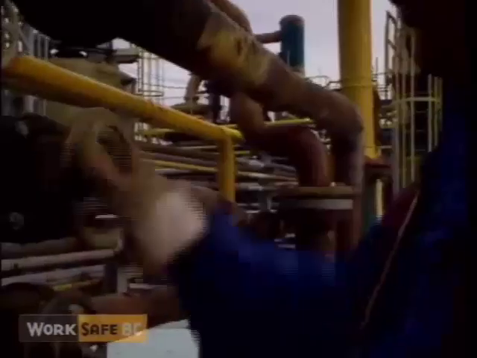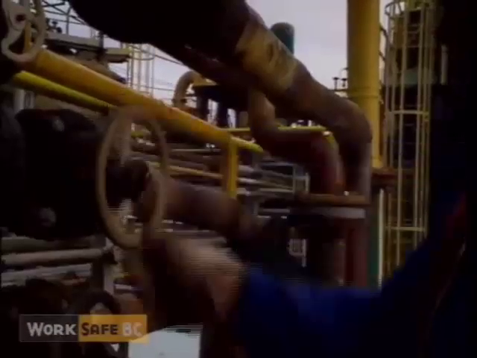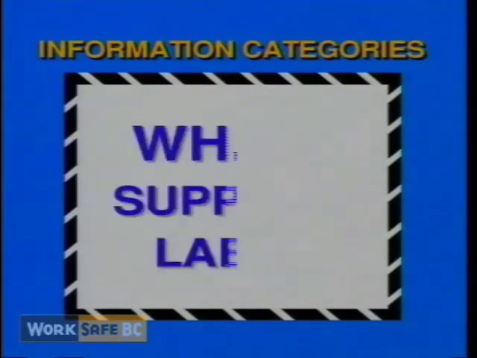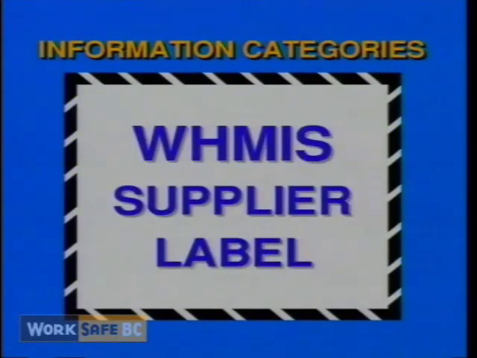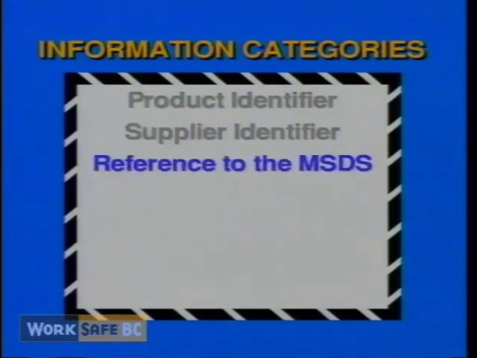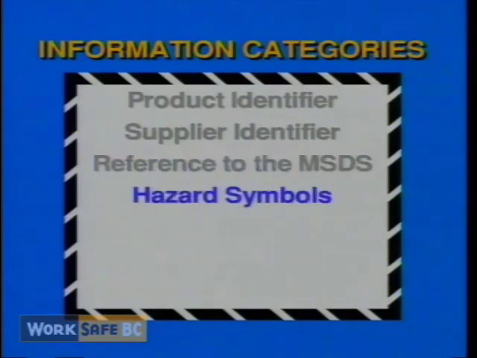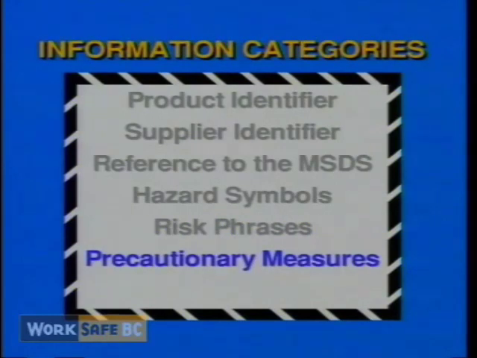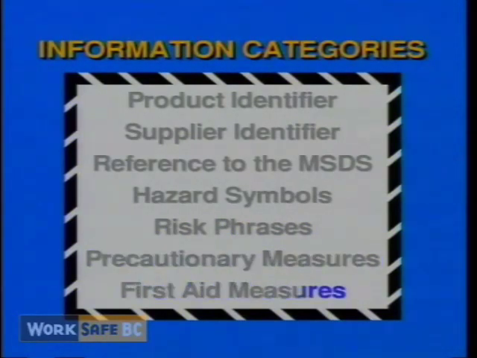follow safe work procedures. There are 7 WHMIS information categories which must appear on a typical WHMIS supplier label: the product identifier, supplier identifier, reference to the MSDS, hazard symbols, risk phrases, precautionary measures, and first aid measures.